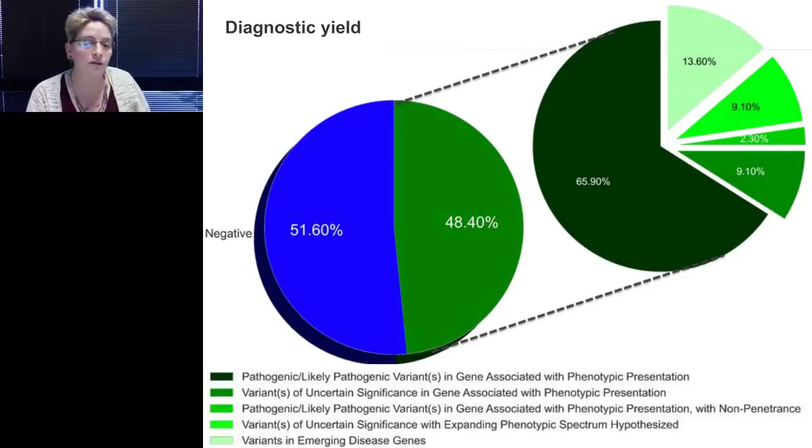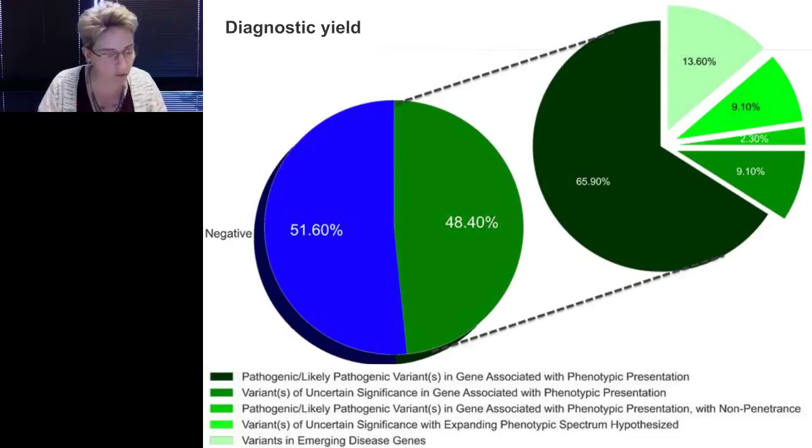But then there are other cases where we might return a variant of uncertain significance. And it may be in a gene in which there's a very good association between gene and phenotype, but we may be uncertain of what the effect of this variant is. In other cases, the individual gives us an unusual presentation of a disorder, so what we might be seeing is an expanded phenotypic spectrum of this disorder. In other cases, we've seen individuals where we think there's reduced penetrance.